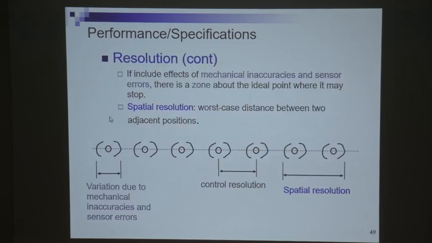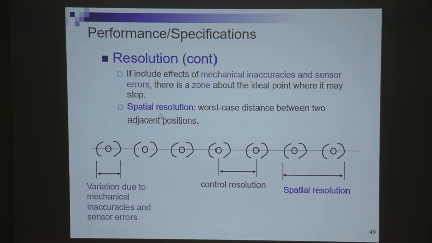But what happens? We have to consider the effect of mechanical inaccuracy and sensor error. What happens here is you don't end up with a specific point, but you have a zone. In all mechanical systems, even with your hand, you can't always point your pen on a single spot. The same thing applies to the robot itself. You will have a zone because of the inaccuracy.